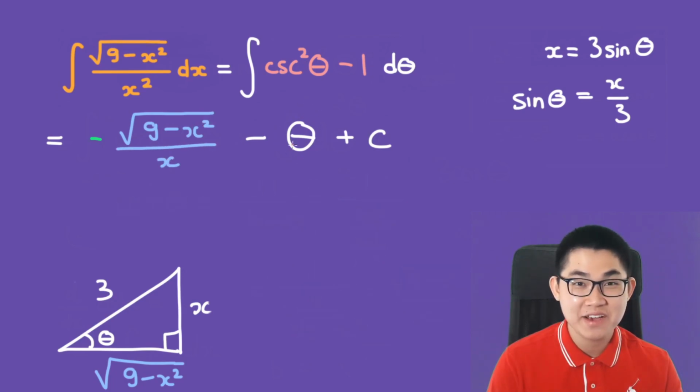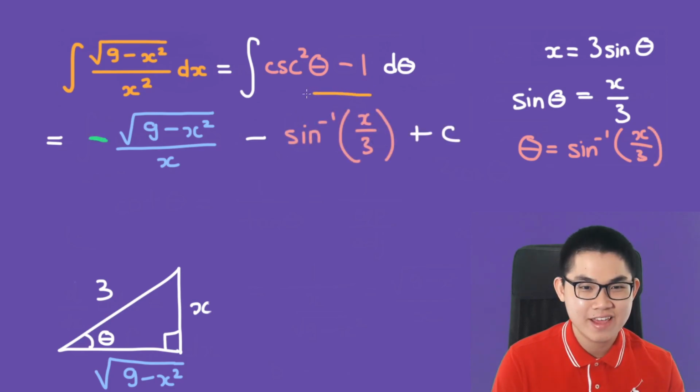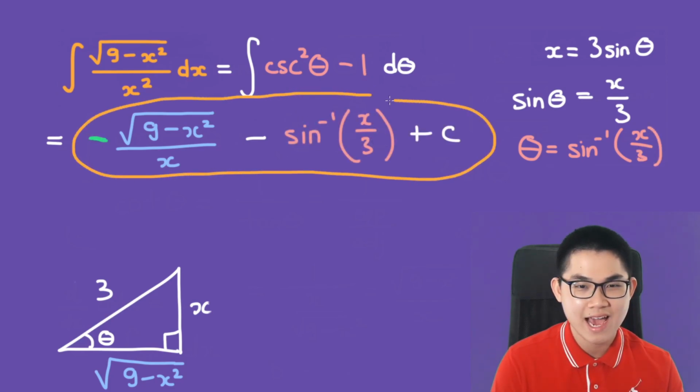And what is theta going to be? We know that sine is x over 3, so theta is arcsine of x over 3. And this right here is our antiderivative.